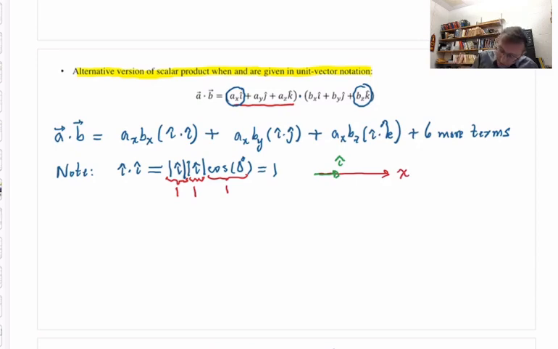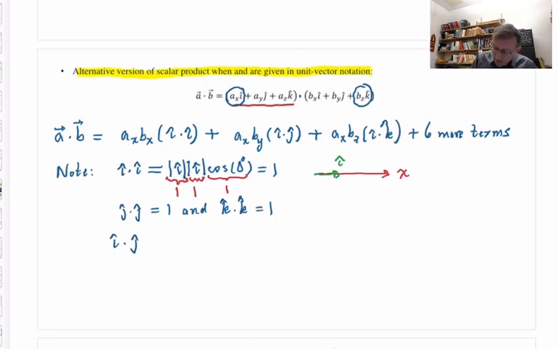So that must also be true if you had j hat dot j hat. That scalar product must also be 1. And if you have k hat dot k hat, that scalar product is 1. That's very helpful to know. The scalar product of a unit vector with itself equals 1. How about another unit vector combination, a scalar product of unit vectors like i hat dot j hat?